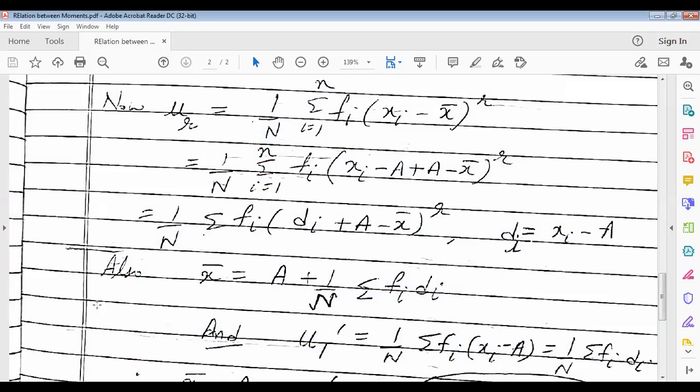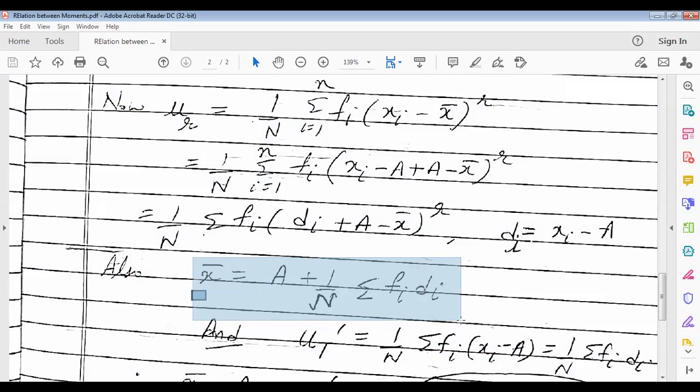Yes, ma'am. तो हमें पता है कि जब हम असूम्ड मीन वाला मेथड यूज करते हैं, तो हमारे x bar का फॉर्मूला क्या हो जाता है, x bar is a plus 1 by n summation fi di. बेटा, रिमेंबर, girls, याद है?